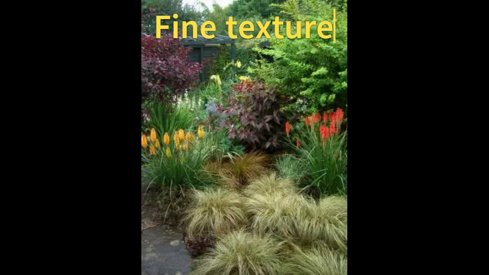Fine textured plants have low visual weight. They have tall, thin stems with many small fragile branches. Leaves are small and delicate or thin and strappy. Flowers are small and delicate.